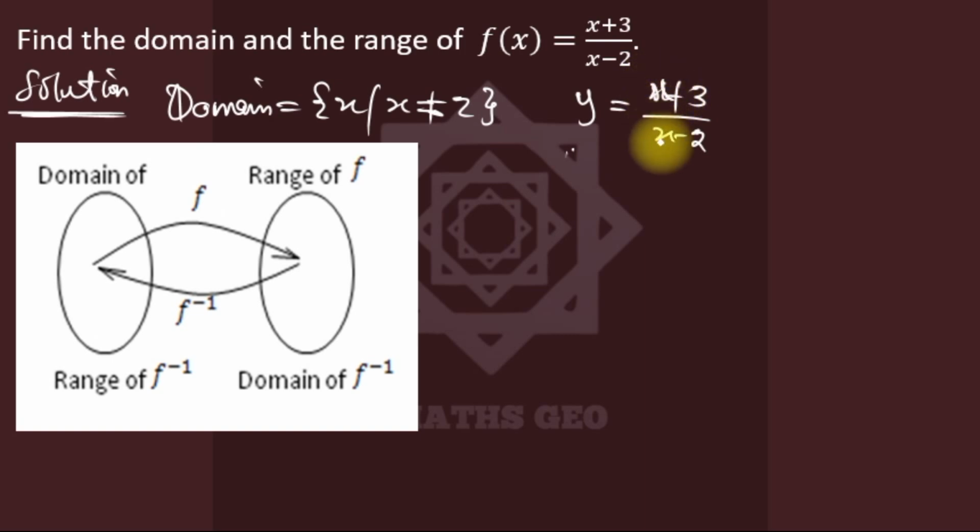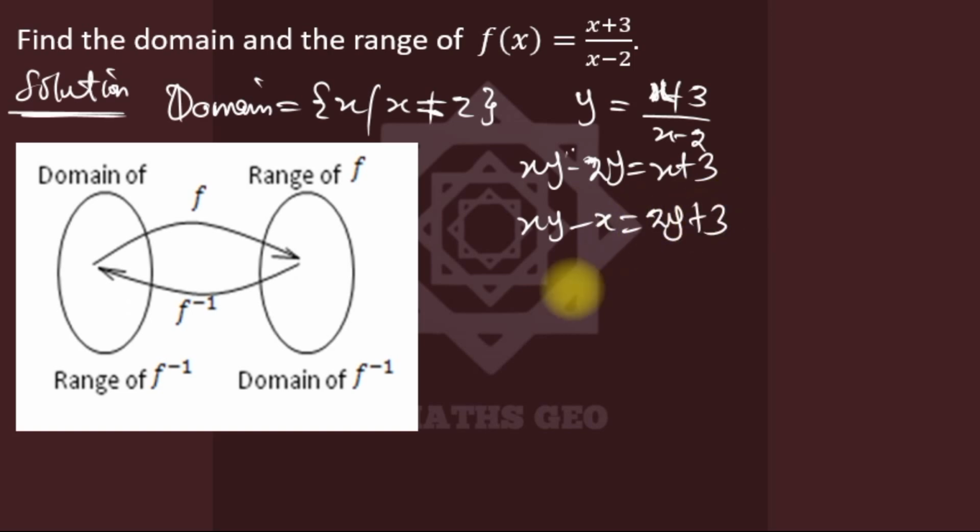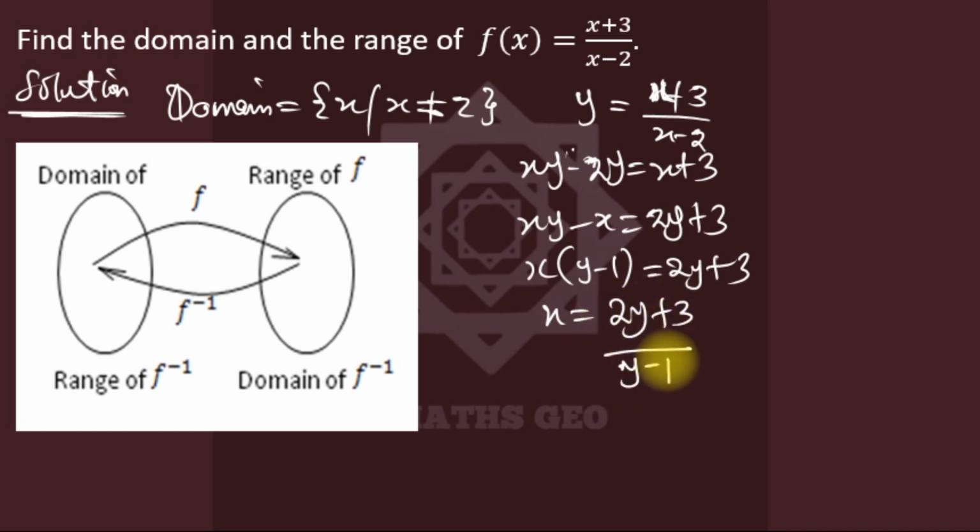First, let's cross multiply. We have xy minus 2y is equal to x plus 3. So there is x here. I have to bring this here and move that there. So if we factor x, I have x(y minus 1) equals 2y plus 3. Therefore, x is now (2y plus 3) over (y minus 1).